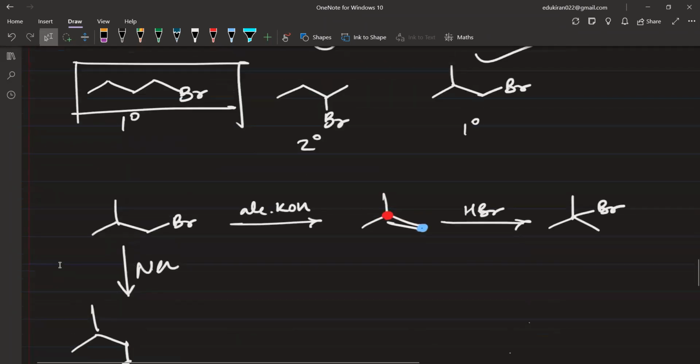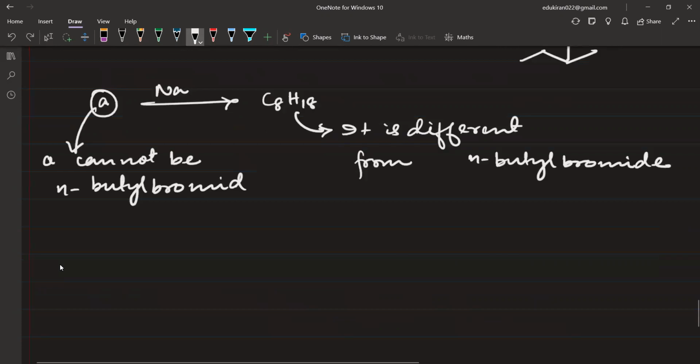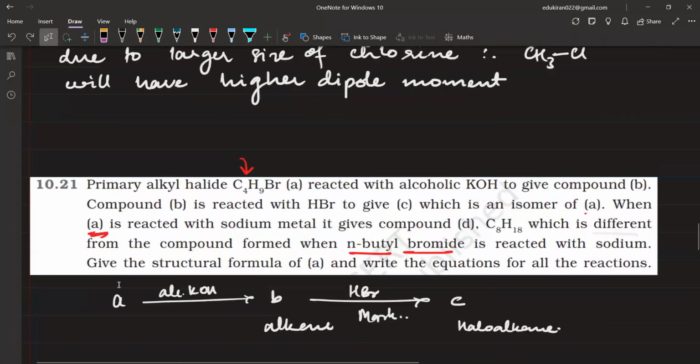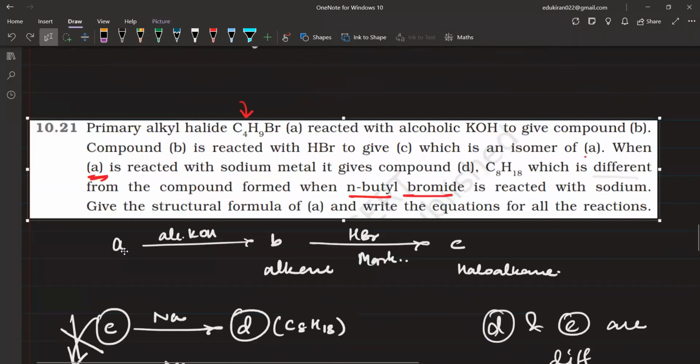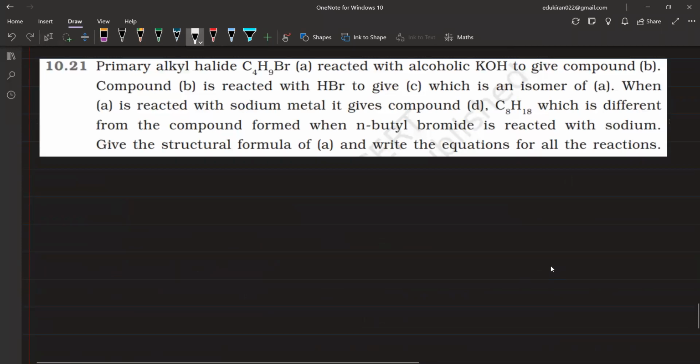Earlier I misread it as D. Who is written? When A is reacted with, okay? So what they are saying, when A is reacted with... See, the reactions are the same. Just here you have to write it like this. This is one of the primary alkyl halides for C4H9Br, and this is another primary alkyl halide. What will you write?